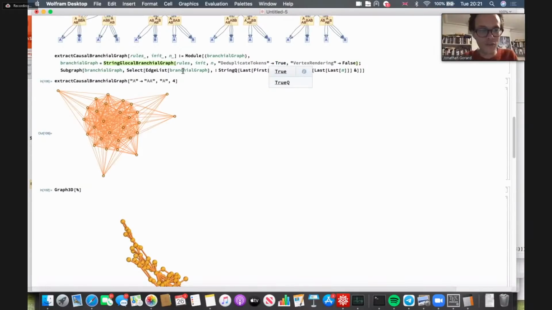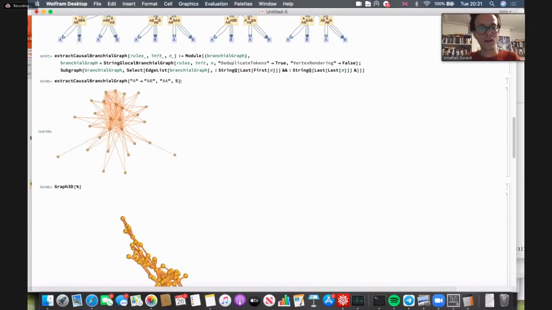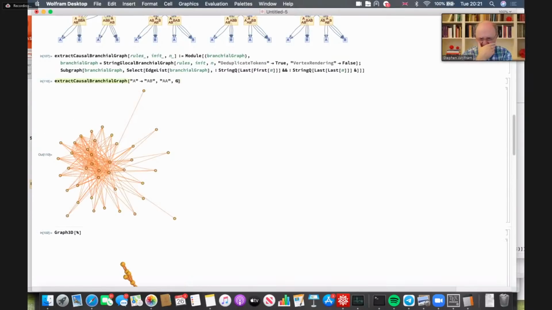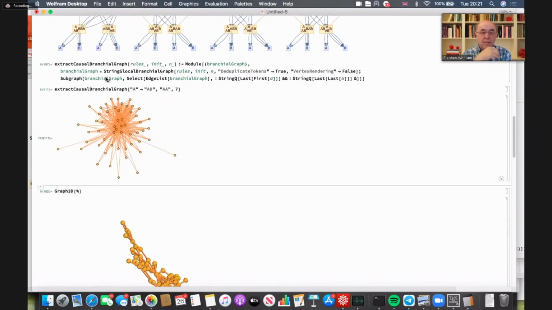Okay. Well, I mean, if I show the A goes to AB case, this will now be much higher connectivity. Let me understand that. So the reason for that is that there are events that got connected because their tokens were considered equivalent. And so the events became related by virtue of the observer equivalencing tokens. Right, exactly. So this is the implied observer equivalence version of this thing.